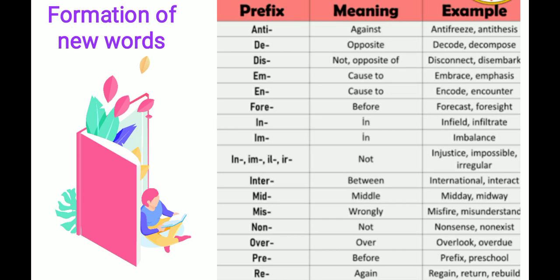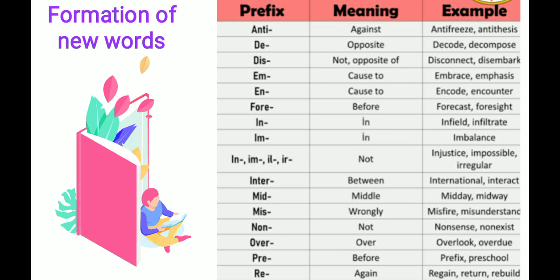Non means not. With sense we can use non, that means nonsense. Exist, non-exist. Over means over, we can add over with look, the new word will become overlook. If we add over with due, the new word will become overdue. Just like this, pre means before. With school we can add pre, preschool. Fix, prefix.